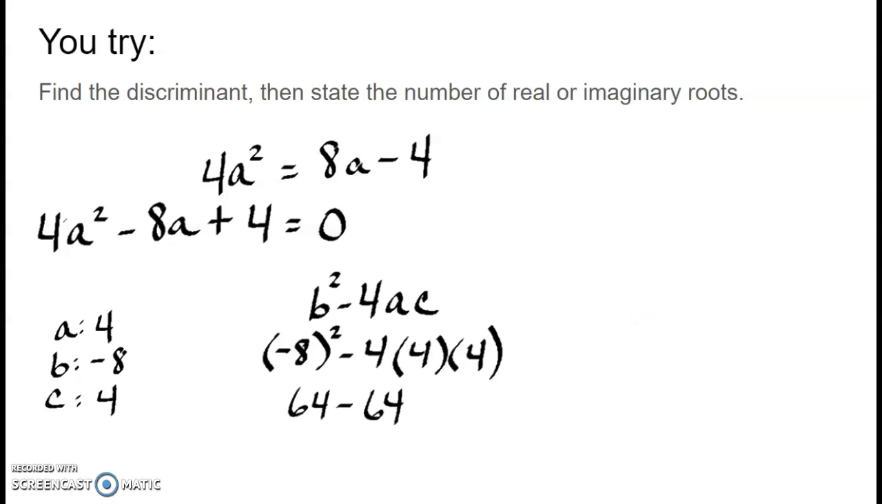64 minus 64 is 0. The square root of 0 is 0. There's only one number. There's no plus 0 minus 0. There's no such thing. So that will give me one real root. That means that this parabola is touching the x-axis in exactly one spot.